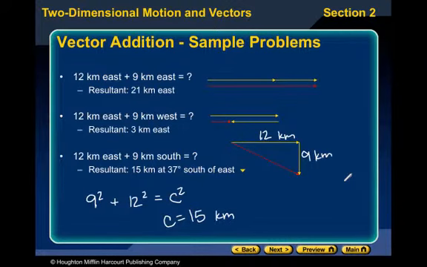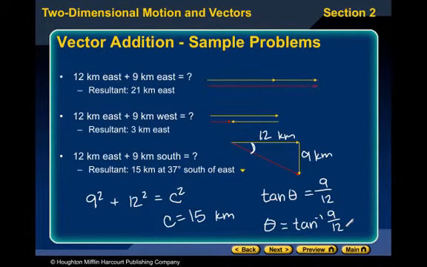Okay, now we need an exact angle also. How would we find the angle? We want this angle. Right, tangent. So tangent of theta is equal to opposite over adjacent, 9 over 12. We need this angle because we don't know the hypotenuse.